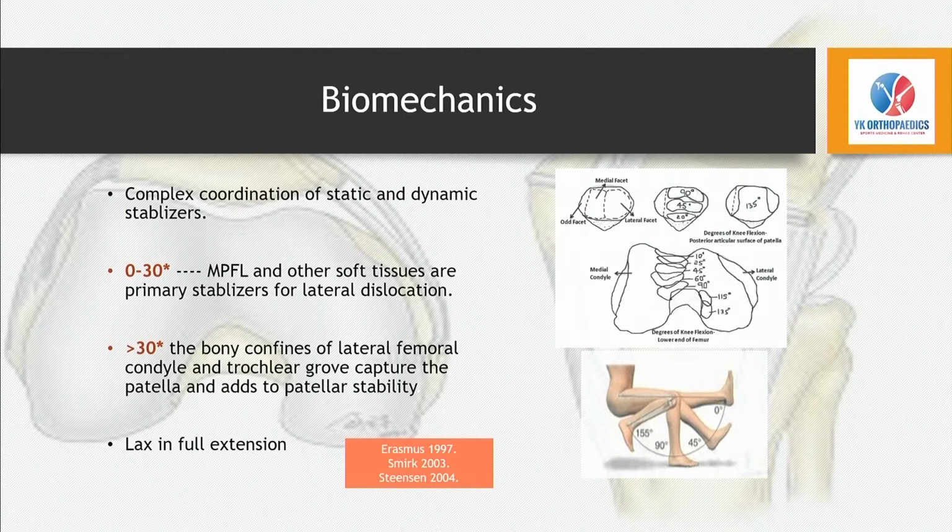A lot of studies after the initial paper from Dr. Houston were done on the biomechanics of the patellofemoral joint, and we know that it is a complex coordination of static and dynamic stabilizers. The major role of the MPFL is from 0 to 30 degrees of flexion, because from there on, it's the trochlear groove that captures the patella and adds to the stability of the patellofemoral joint. So the real problem is really from 0 to 30 degrees.